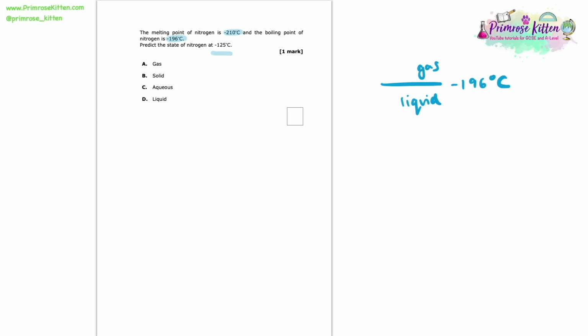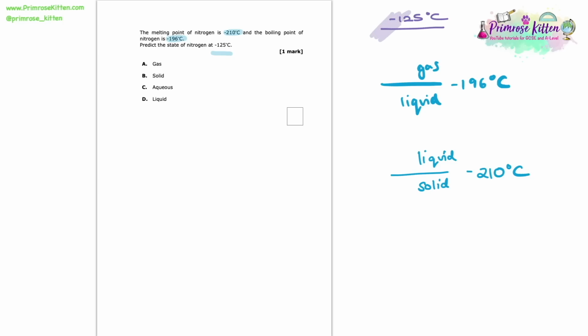We're also told that the melting point of nitrogen is minus 210. Now that is when we change from a solid and we melt to become a liquid. And we know that temperature is minus 210 degrees C. Well, here in this question, we're asking about the temperature minus 125 degrees C. So really what this question is testing us on is our negative numbers. So we need to know that minus 125 is going to be the highest out of all of these temperatures.